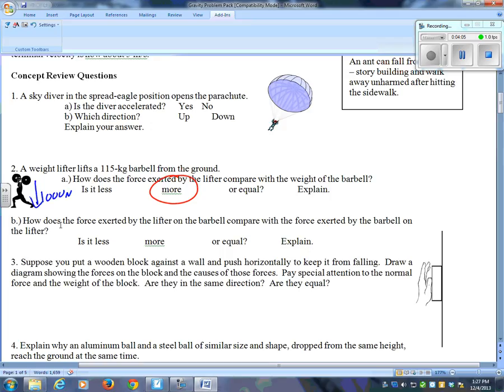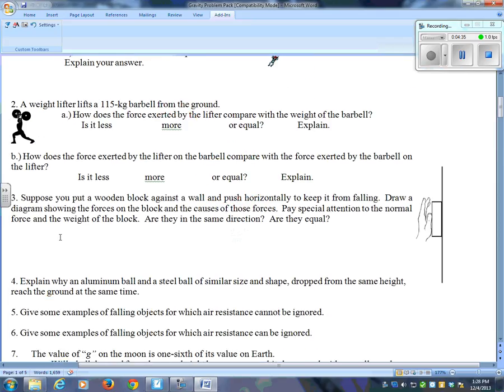How does the force exerted by the lifter on the barbell compare with the force exerted by the barbell on the lifter? If I apply 1,200 newtons of force to the barbell, what does the barbell do to me? Apply 1,200 newtons of force on me. Those would, for sure, be equal. That's the whole Newton's law one, right? Equal and opposite.